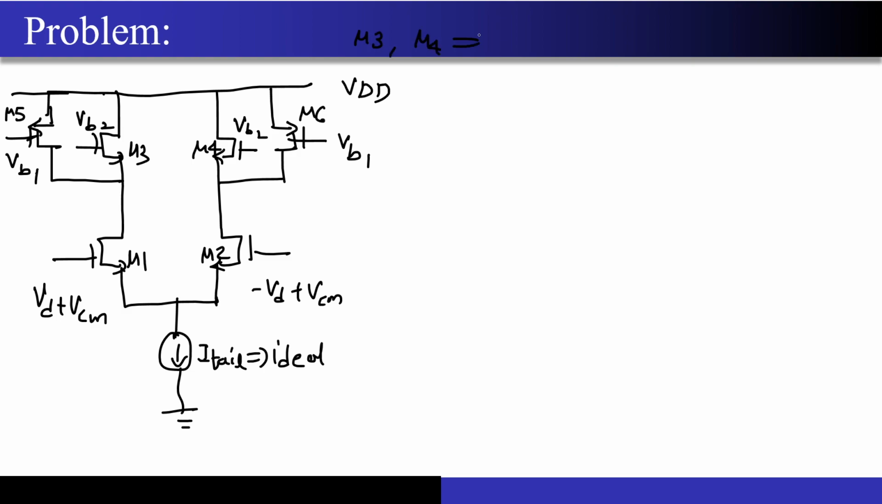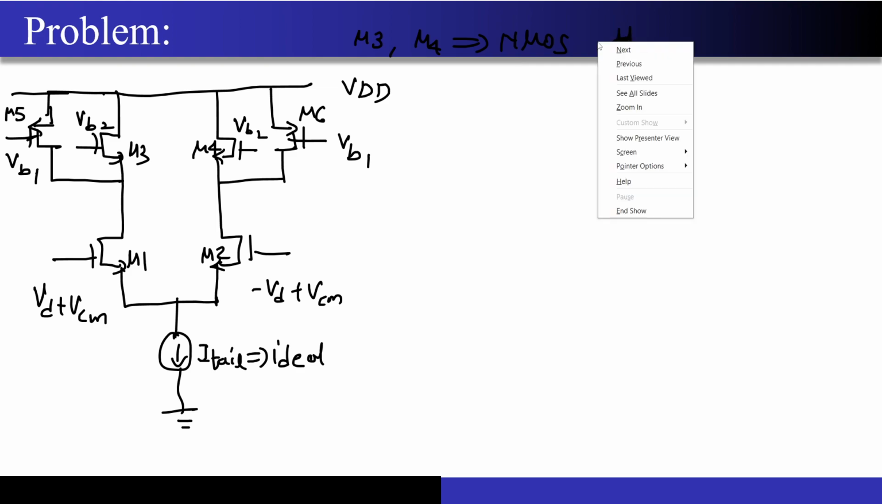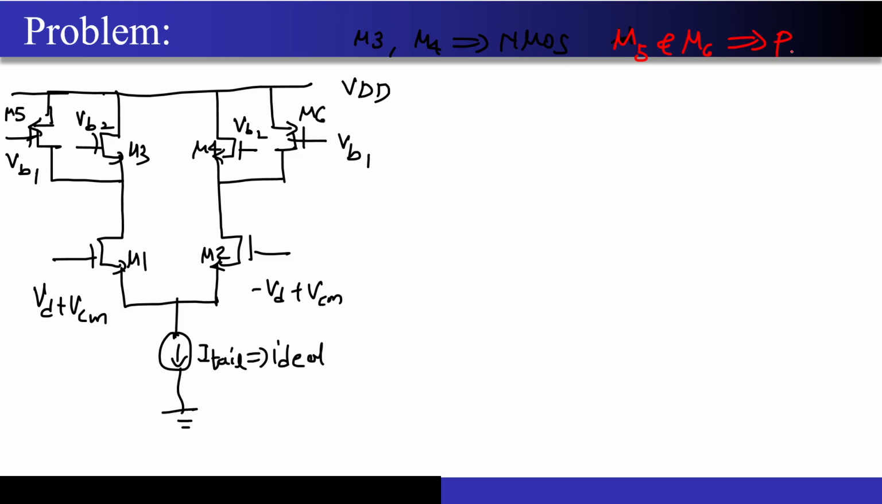M3 and M4, these are NMOS transistors, and M5 and M6, okay, let me just change the color of the pen, this is not visible, are PMOS transistors, correct? So this is a question that we have been given. Again we will do the same thing. We will draw the line of symmetry, correct? And we will first try to draw the differential half circuit first, correct?